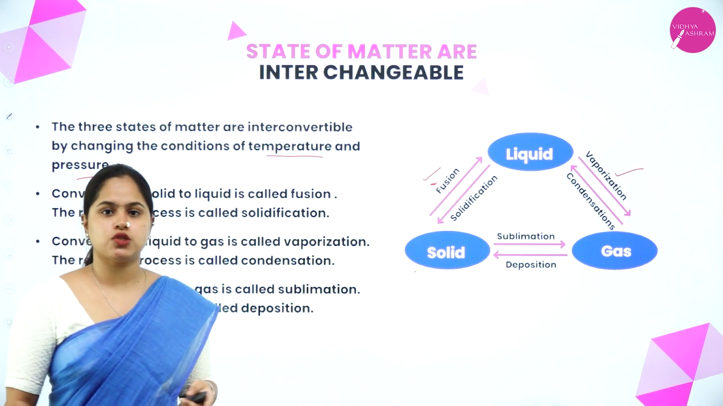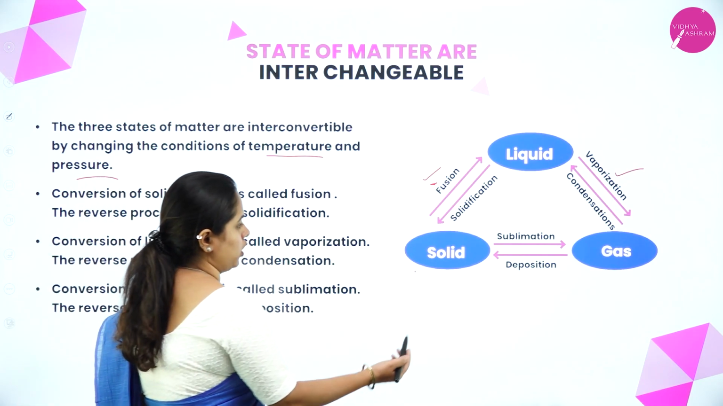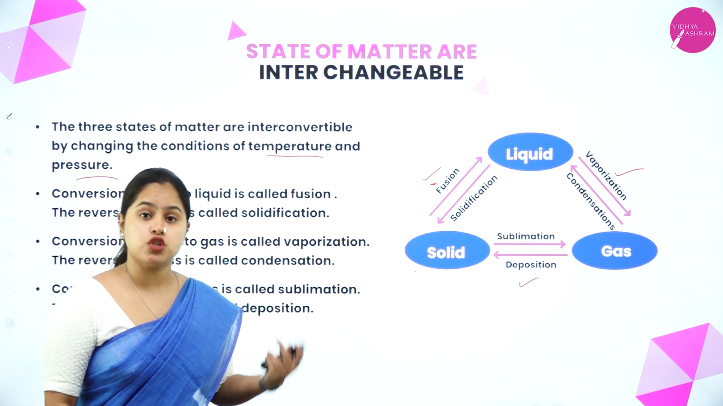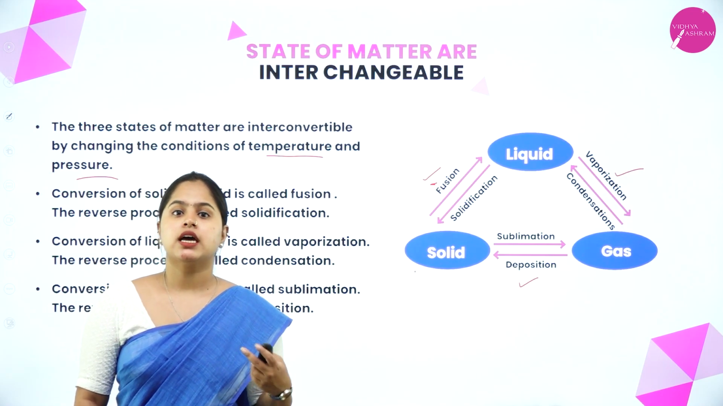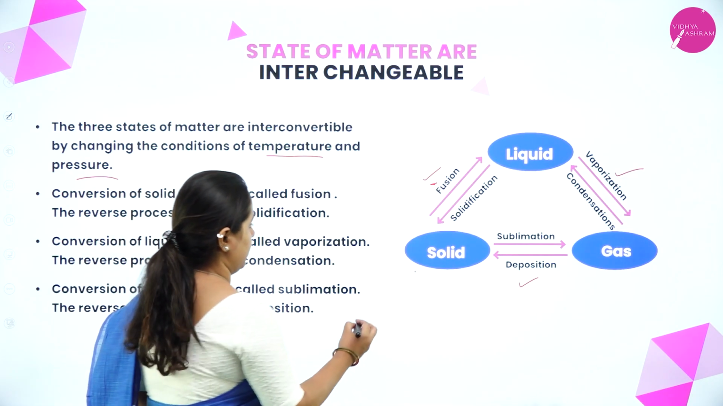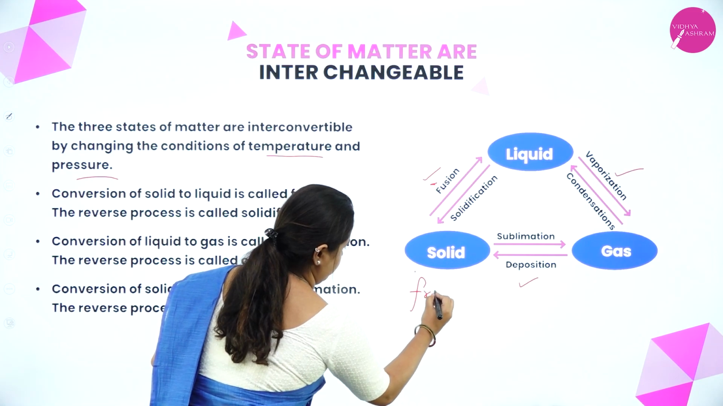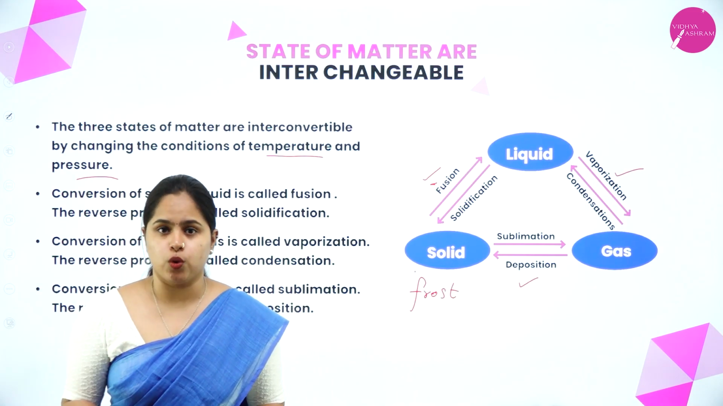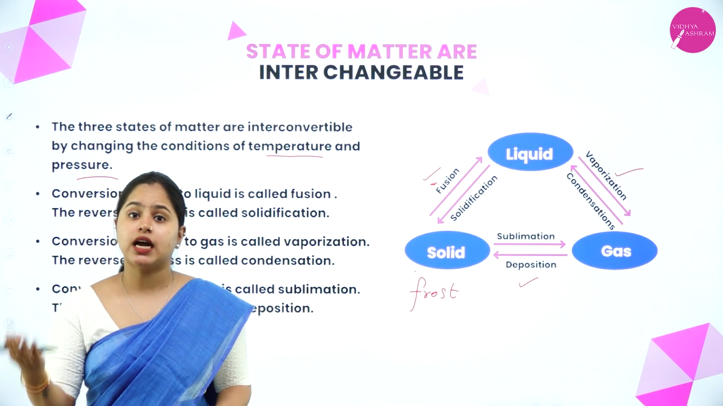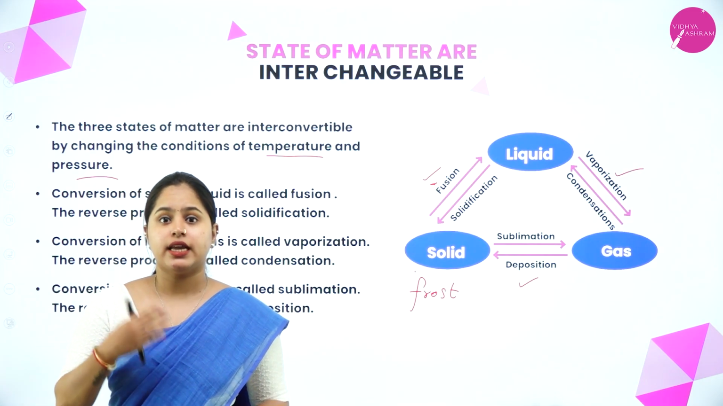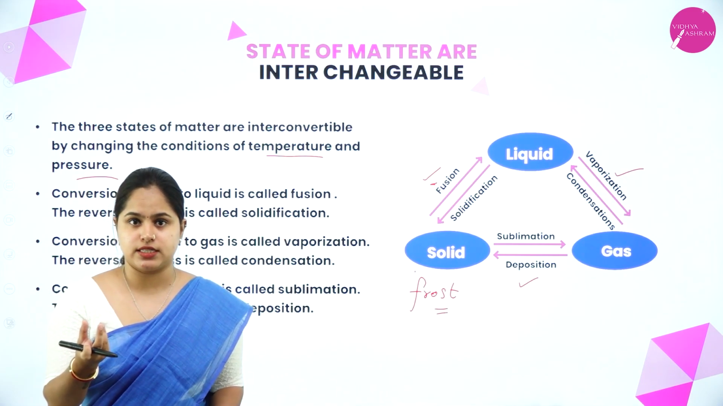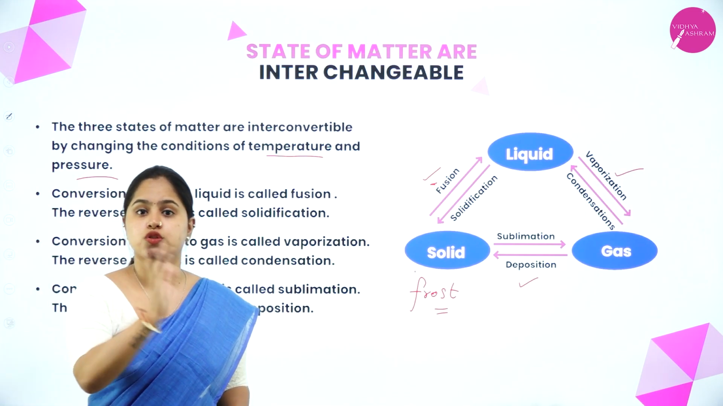Now, what about gas to solid? This process is called deposition. The process of conversion of gas to solid is called deposition. Can you state an example for this? An example for this can be frost. So what is frost? In very cold climates, when the atmospheric gas comes in contact with the window panes, it gets converted into ice. So that is called frost. You can see ice particles there. So the gas gets directly converted into solid, which is ice.